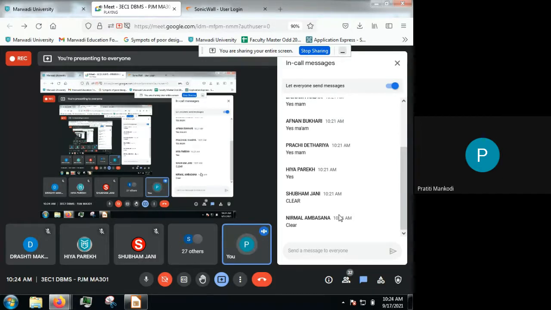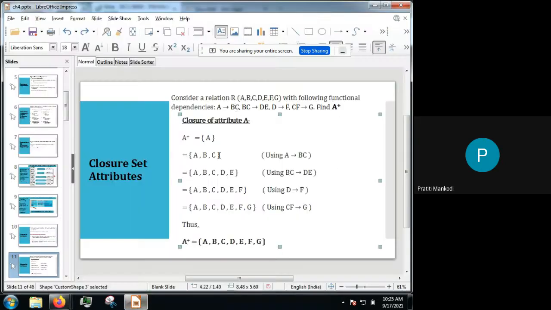What is the closure of E? Only E, because E is not able to derive anything. You can check it. E is never in the determinant part. If it is in a determinant part, then there is a possibility that it will derive. E is never appearing in the determinant part of your references. Right?